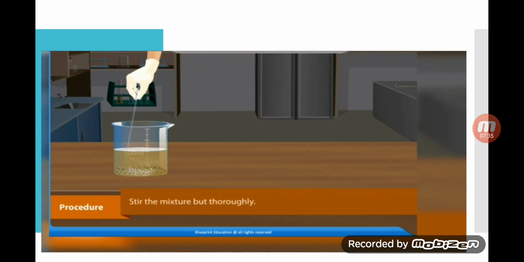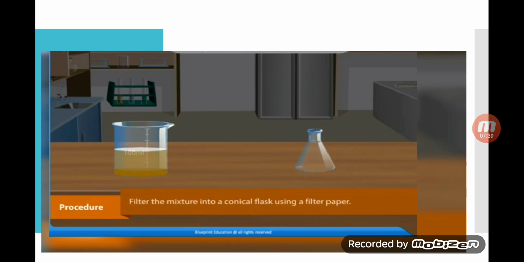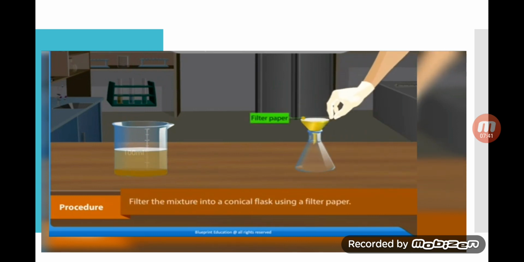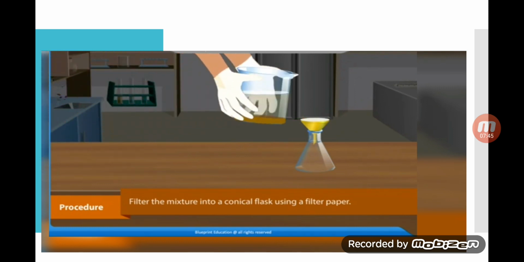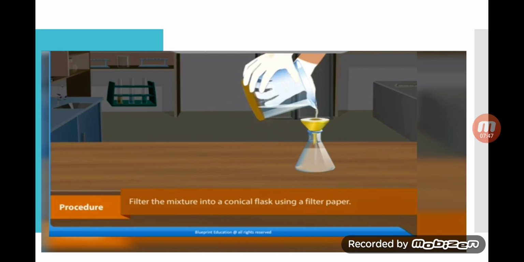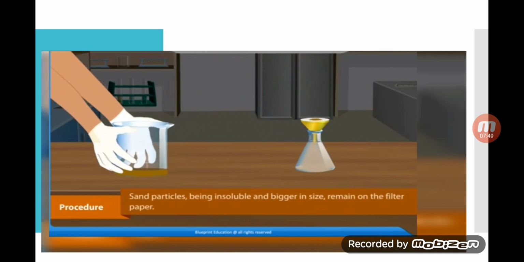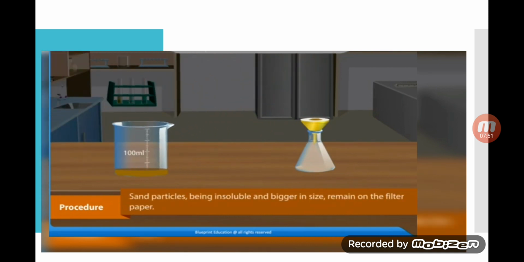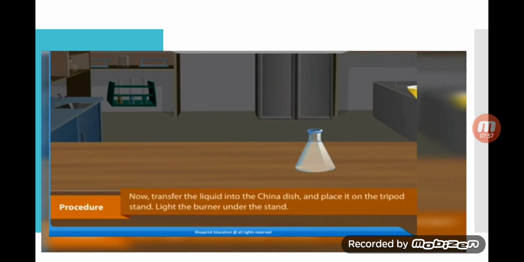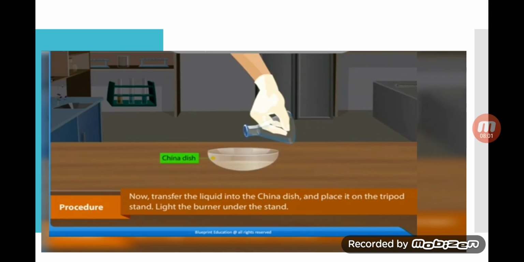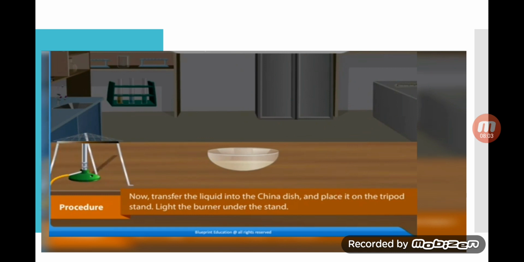Stir the mixture thoroughly. Filter the mixture into a conical flask using a filter paper. Sand particles, being insoluble and bigger in size, remain on the filter paper. Now transfer the liquid into the china dish and place it on the tripod stand.